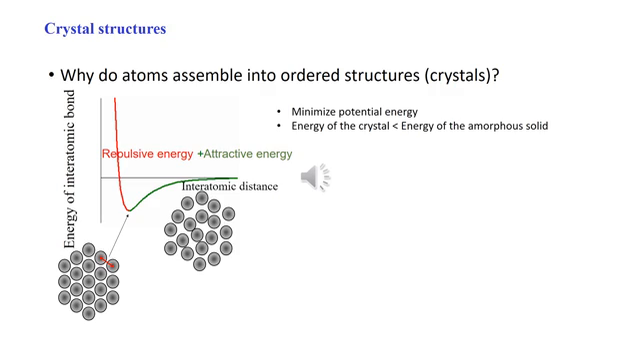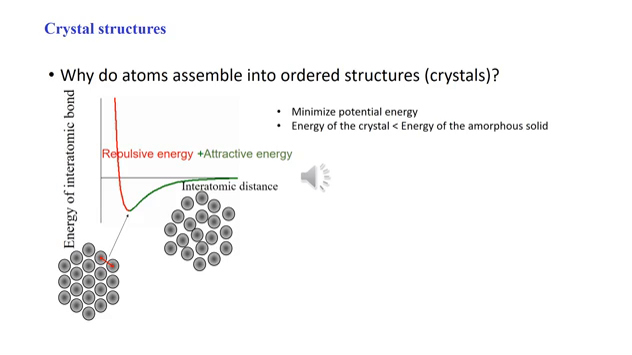Crystal structures. Why do atoms assemble into ordered structures? This is done to minimize potential energy. We have here atoms which are far apart from each other. As they come closer to each other, they release attractive energy, or heat, and there is a decrease in potential energy. As they come closer and closer, there comes a time when they start repelling each other. This is the red part. They require energy to be put together, and therefore potential energy increases.